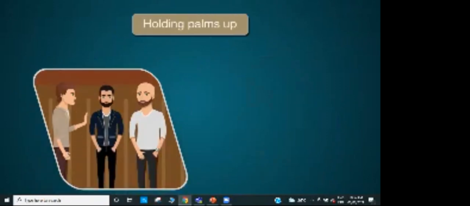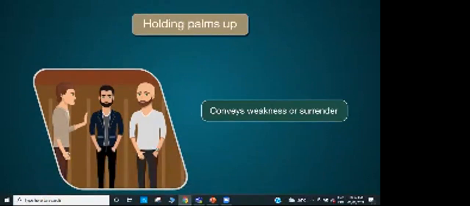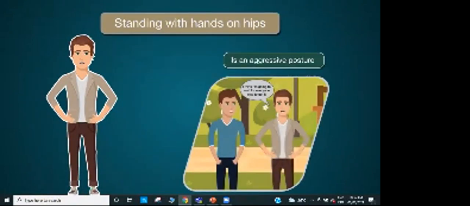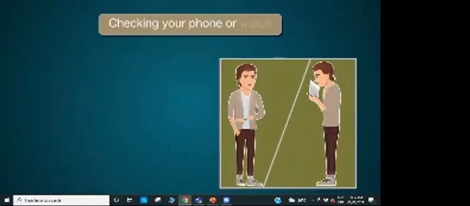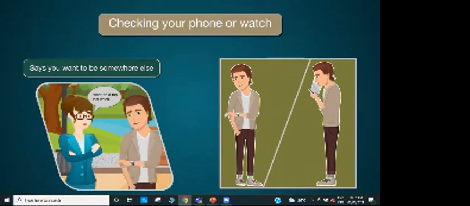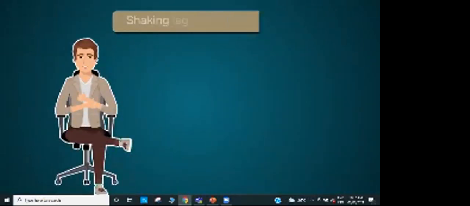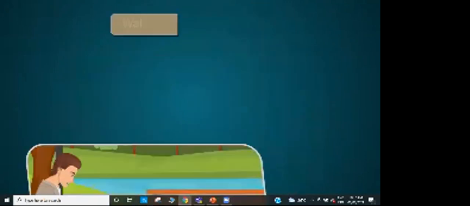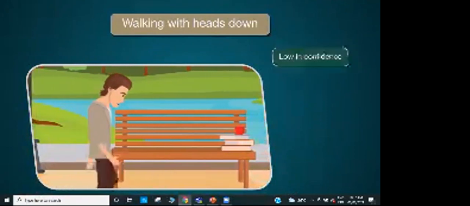Holding palms up conveys weakness or surrender. Standing with hands on hips is an aggressive posture, like a bird or a dog, puffing themselves up to look bigger. Checking your phone or watch during a conversation says you want to be somewhere else. Plus, it's just bad manners. Shaking your leg while sitting indicates one wants to move on and not stay in the moment. Walking with heads down indicates low in confidence.